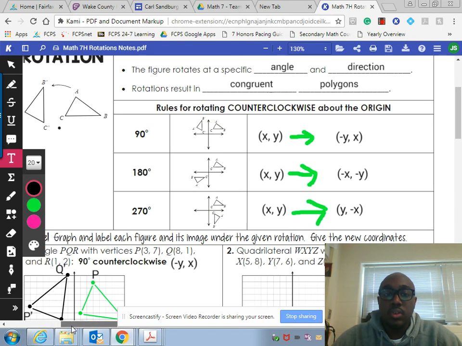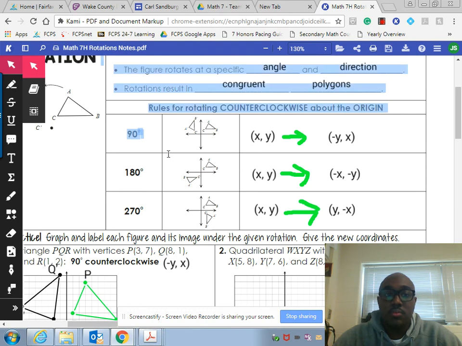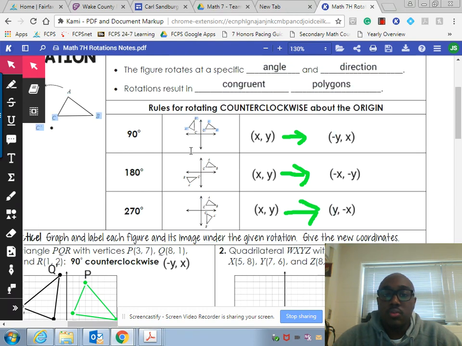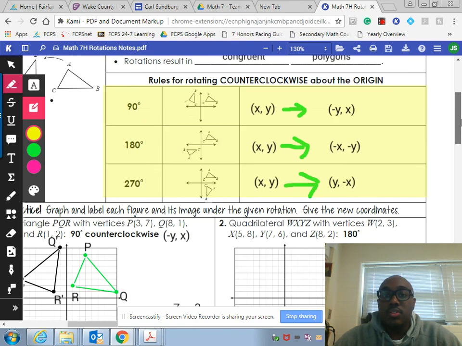Study these rules right here. Let me go ahead and highlight that for you so you know exactly what I'm talking about. Study these rules right here in this middle section. Let me highlight all of this, matter of fact. Study these rules in the middle section. That will make your life so much easier.